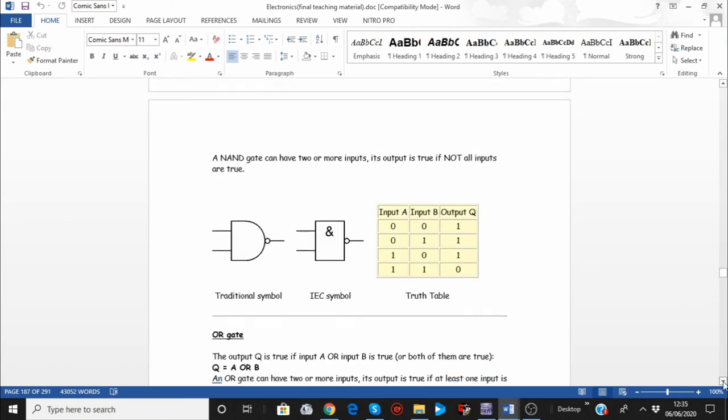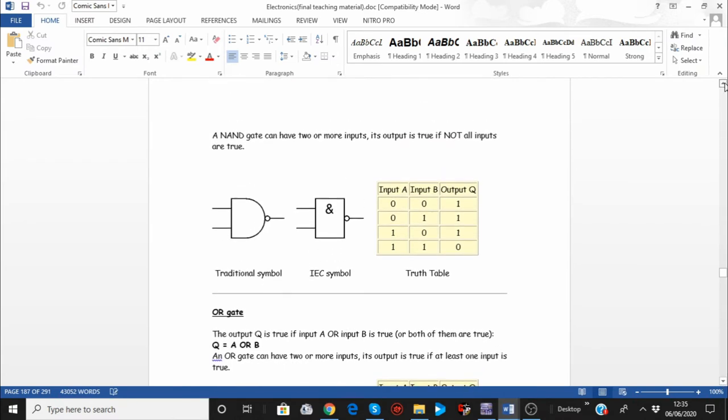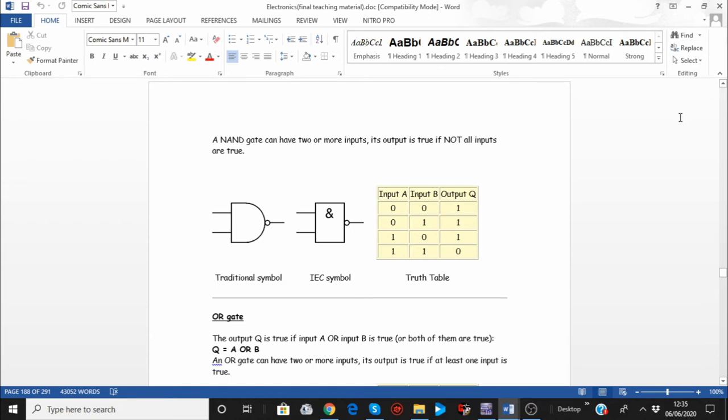The next gate is a NAND gate. NAND is opposite to AND. Same as what we'll see with OR and NOR. So AND and NAND, the only difference in the symbol is this little bubble, this little circle at the end of the outputs. In both symbols you have that.